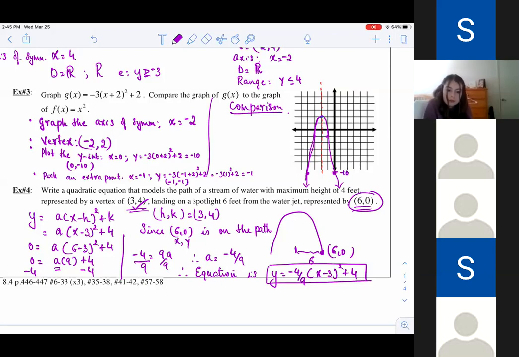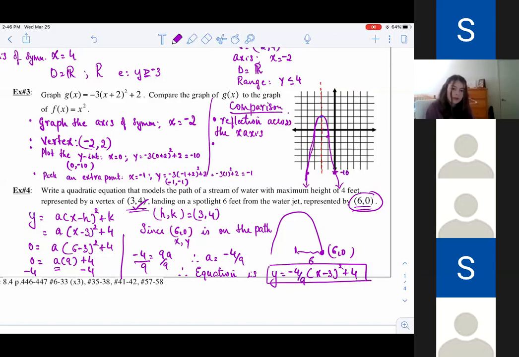Since there is a negative and your function is opening down, the negative is reflection across the, do you guys forget this? Do you remember we talked about this yesterday? If there is a negative in front of it, that's a reflection across the x-axis. So that is one thing we are comparing.